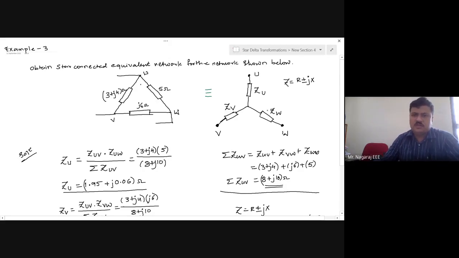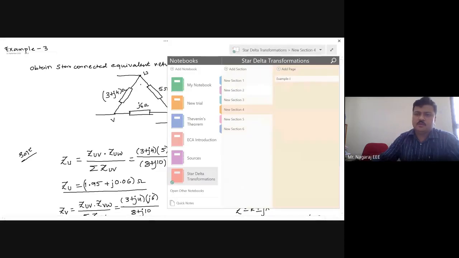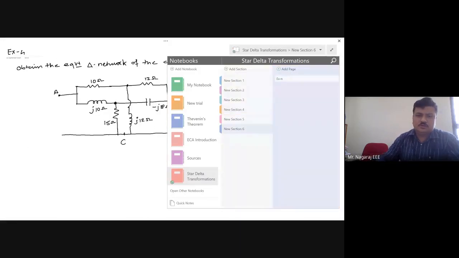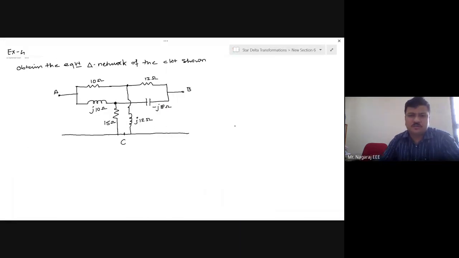We'll see another example on star delta transformation using complex form. Now this is the circuit. Obtain the delta network, equivalent delta network of the circuit. So this is the circuit given.